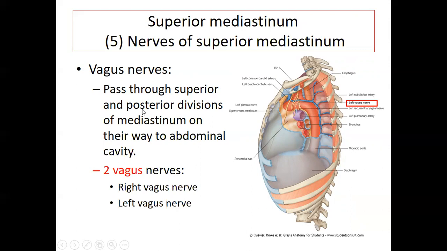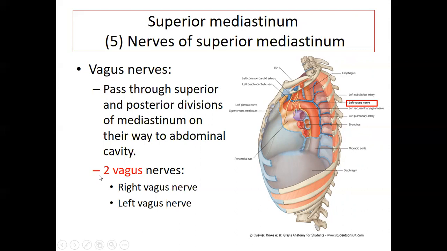superior and posterior division of the mediastinum, from the superior mediastinum going down toward the posterior division of the mediastinum on its way to the abdomen. So you can see here, this is the pathway of the vagus nerve going down, from the superior mediastinum to the back and the posterior mediastinum, and then it goes to the abdominal cavity.